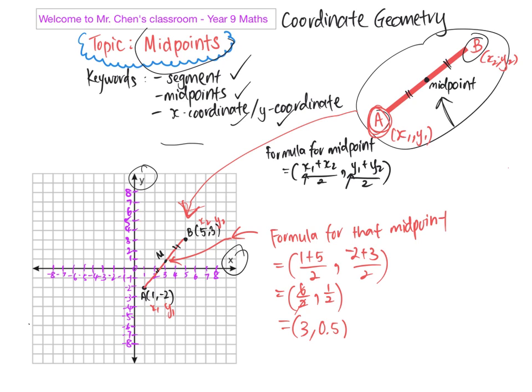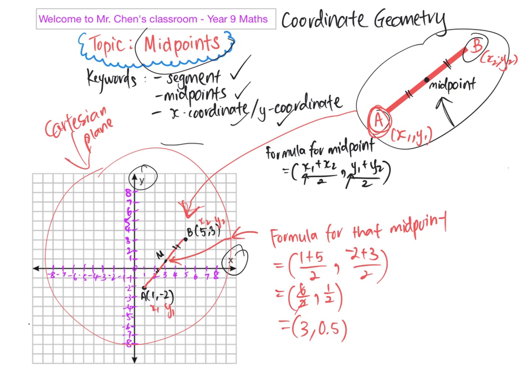For those who are here for the first time, this grid is called a Cartesian plane.